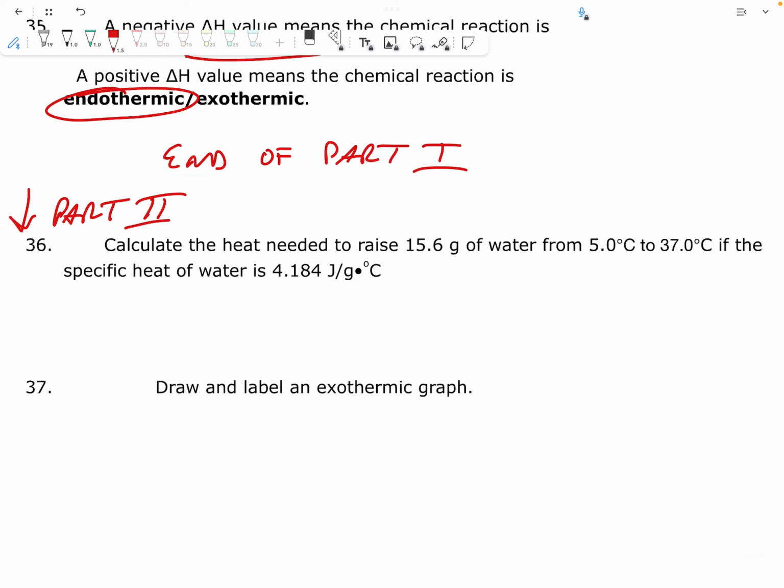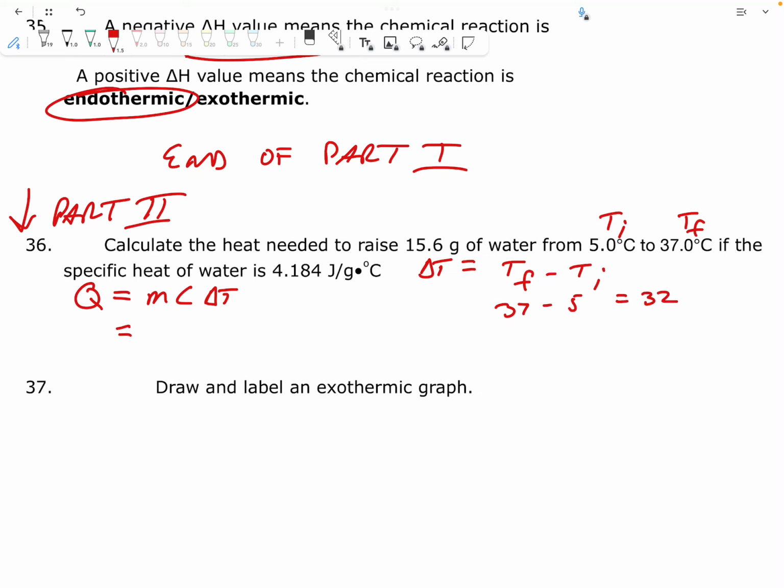You have to calculate the heat needed to raise 15.6 grams of water from 5 degrees Celsius to 37 degrees Celsius if the specific heat of water is 4.184 joules per gram per degree C. Your equation to calculate heat is Q equals mc delta T, where m is your mass, c is your specific heat, and delta T is your temperature change. Delta T is always T final minus T initial, so that would be 37 minus 5, which equals 32.